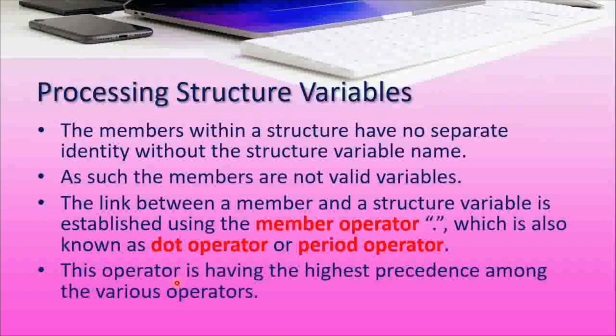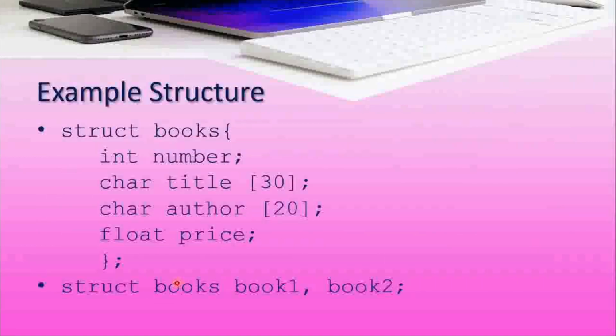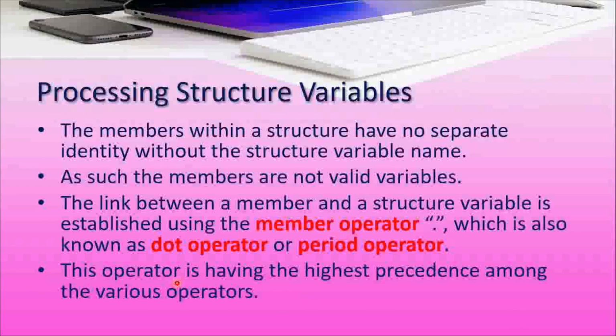Suppose in the case of the book structure, the structure that we defined in the previous slide, we have 4 different members: number, title, author and price. You will not be able to access the title variable, or the field title, without using the structure variable name.